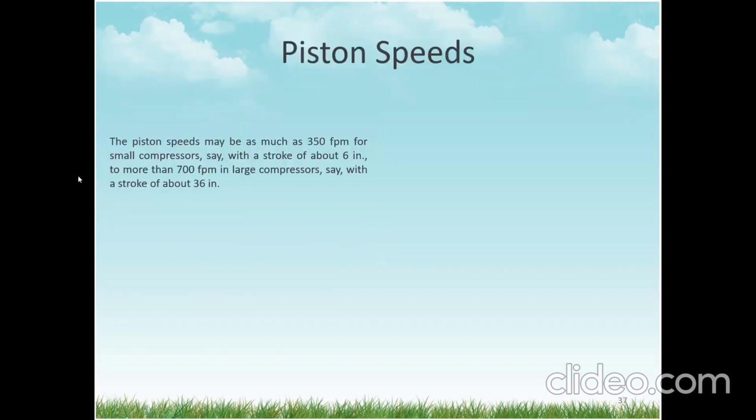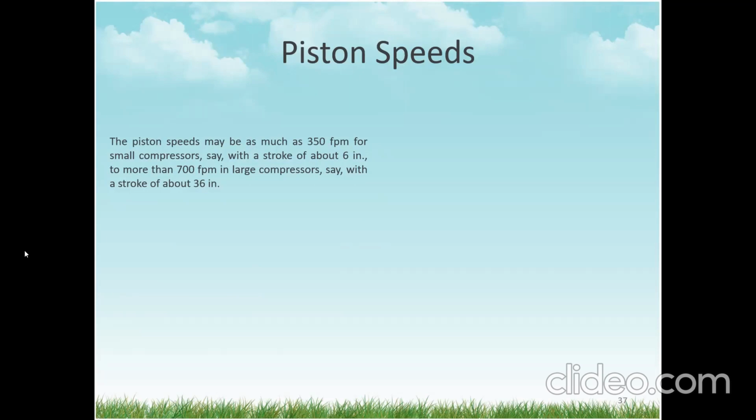Next slide, piston speed. The piston speed normal range may be as much as 350 feet per minute for a small compressor with a stroke of about 6 inches, to more than 700 feet per minute in a large compressor with a stroke of about 36 inches. So here you can size the connecting rod, the speed of that, right? The RPM of your connecting rod.